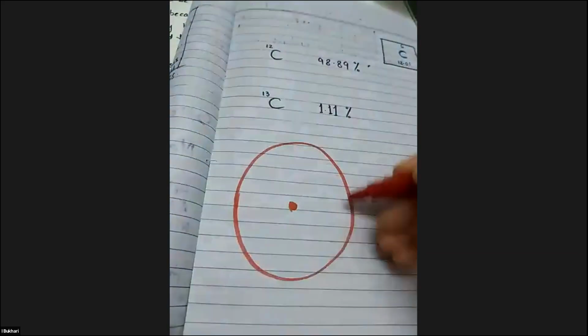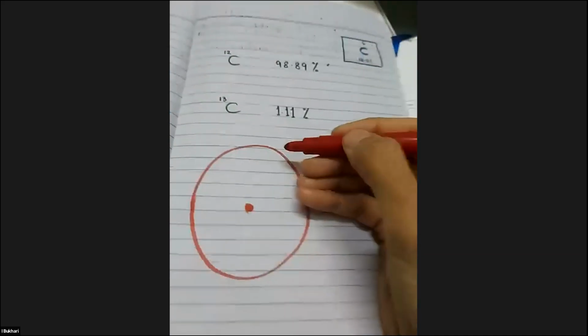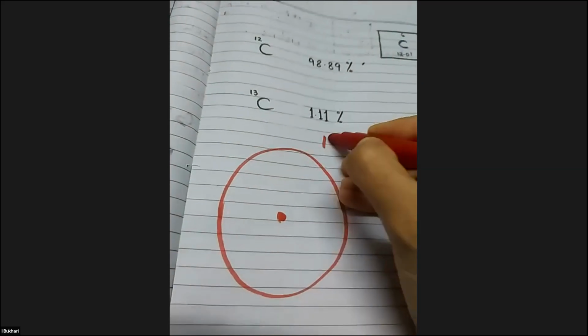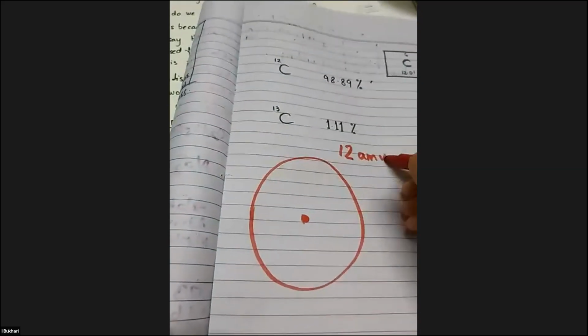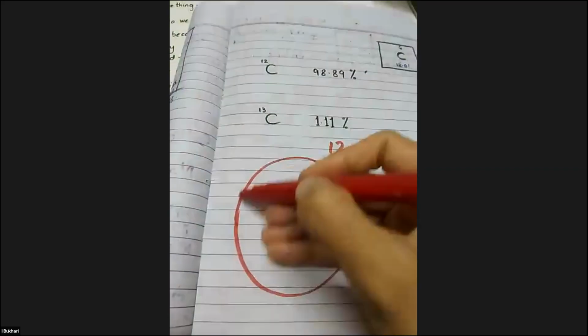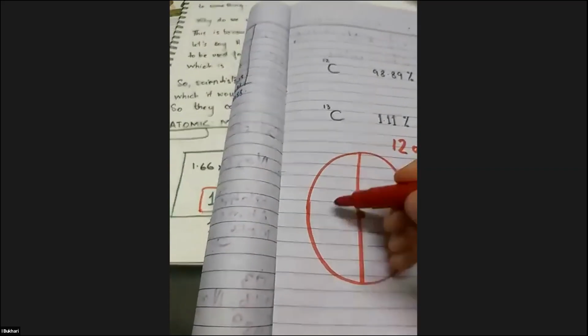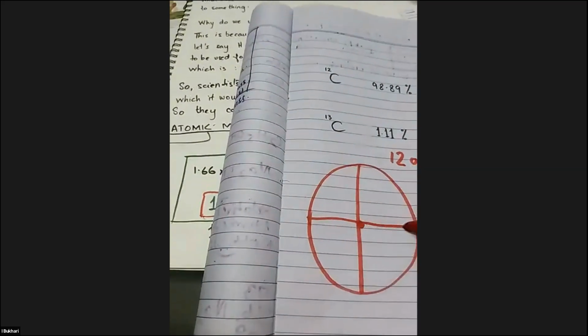So let's suppose this is the mass of carbon-12. So this is 12 AMU. If now I am representing it in the form of a fraction. Now if I divide this into 12 parts, and how do I do that?